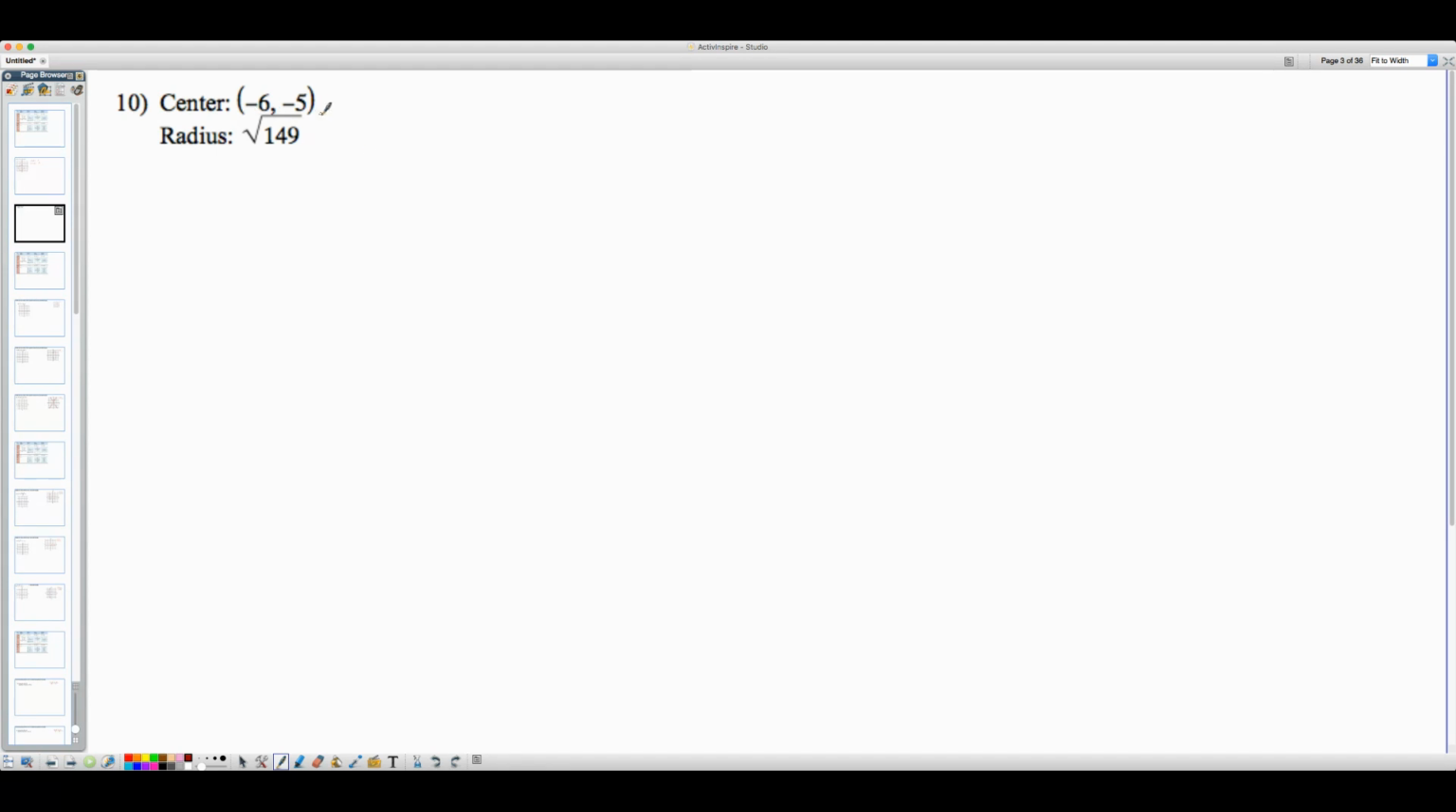My center is (-6, -5). So my equation would look like x minus a -6, which is x + 6 squared, plus y minus a -5, which is y + 5 squared, is equal to r squared, which is 149.